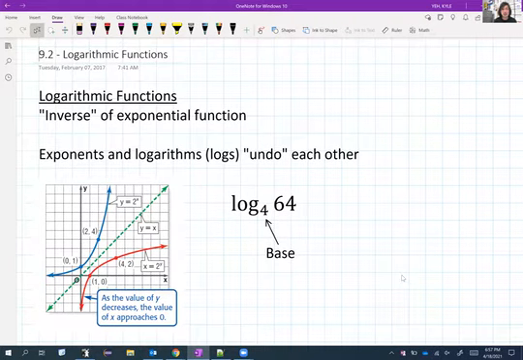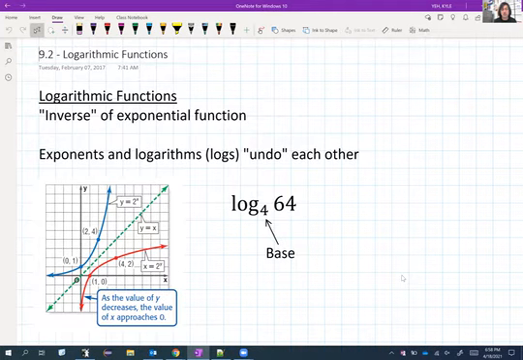Hi everyone. Today we're going to be looking at section 9.2 from our textbook, which is titled Logarithmic Functions. This is a topic that you likely have not seen much before. Logarithms and logarithmic equations, functions. So we're going to dive in and get all the basics of logarithmic functions.